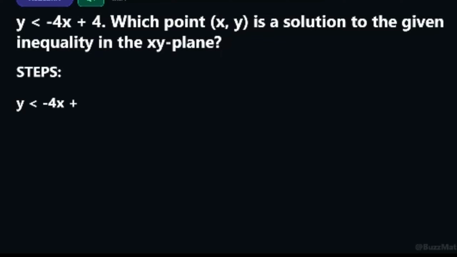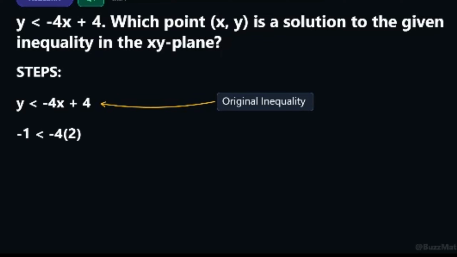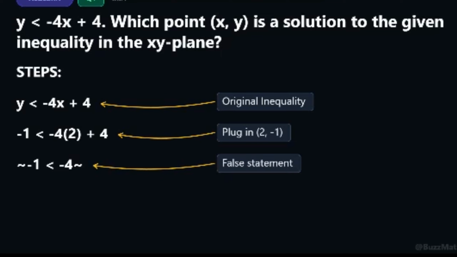y ≤ -4x + 4. Original inequality. Let's test option A, where x is 2 and y is negative 1. Plug in 2 and negative 1. Negative 8 plus 4 is negative 4. Is negative 1 less than negative 4? Nope. False statement. Let's skip down and test option D.